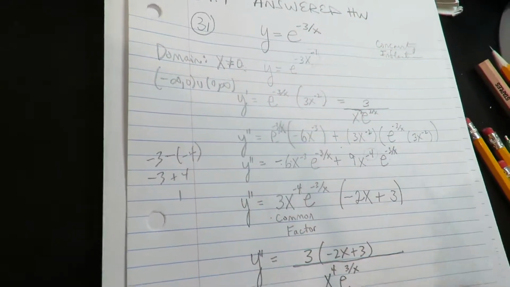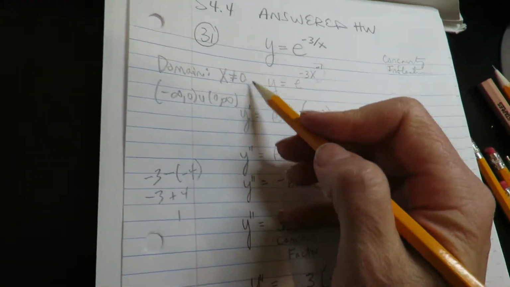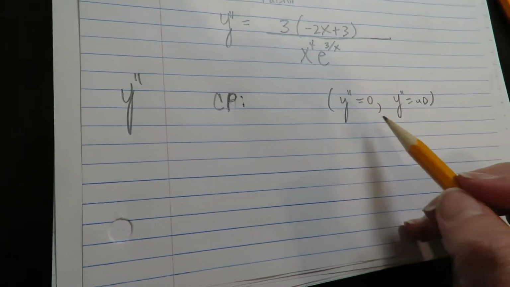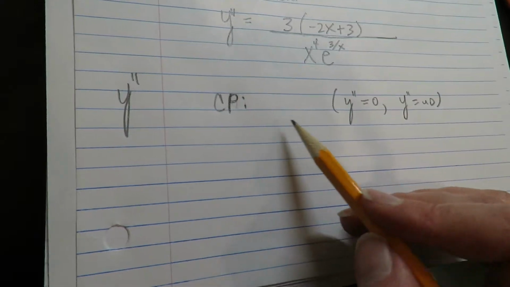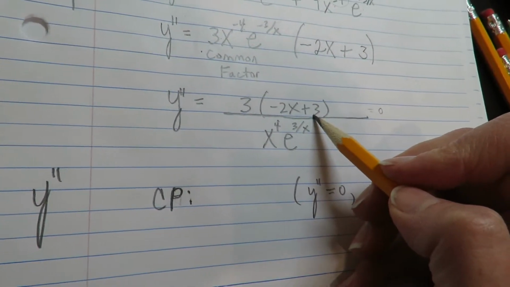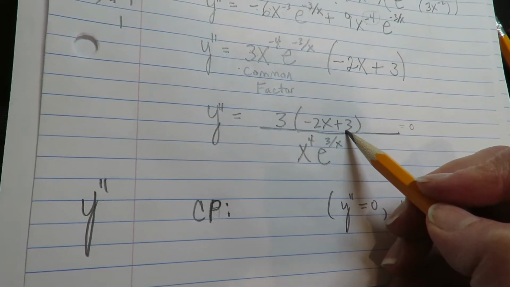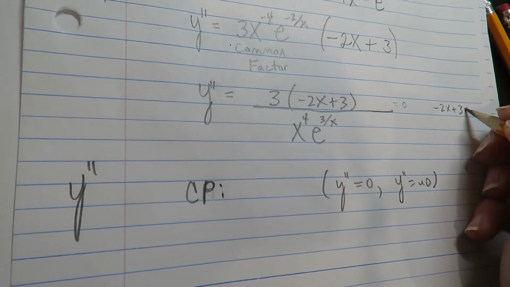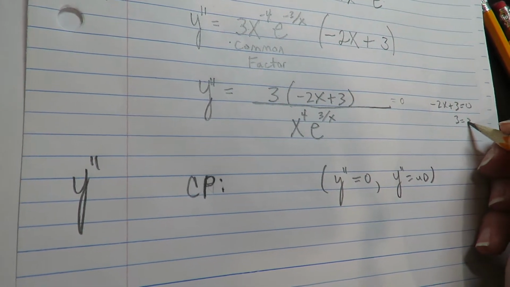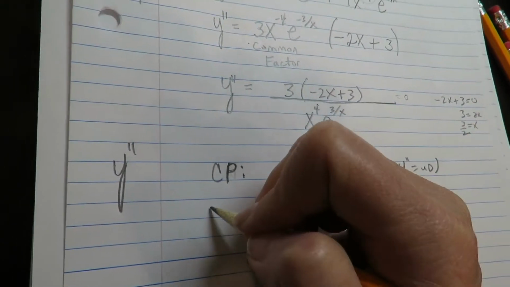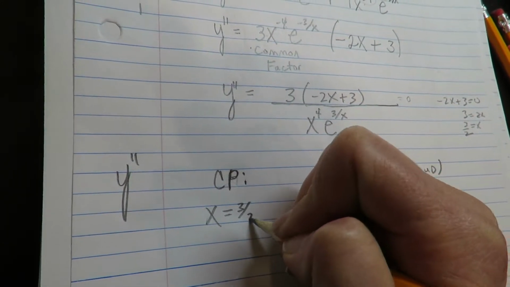All right, so we've got to make sure we don't use an x value of 0 when we're down here. Okay, critical points. This function will be equal to 0 when the numerator of the fraction is 0. So the numerator will be equal to 0 when negative 2x plus 3 equals 0, or 3 equals 2x, or x equals 3 over 2. All right, so our first critical point is 3 over 2.